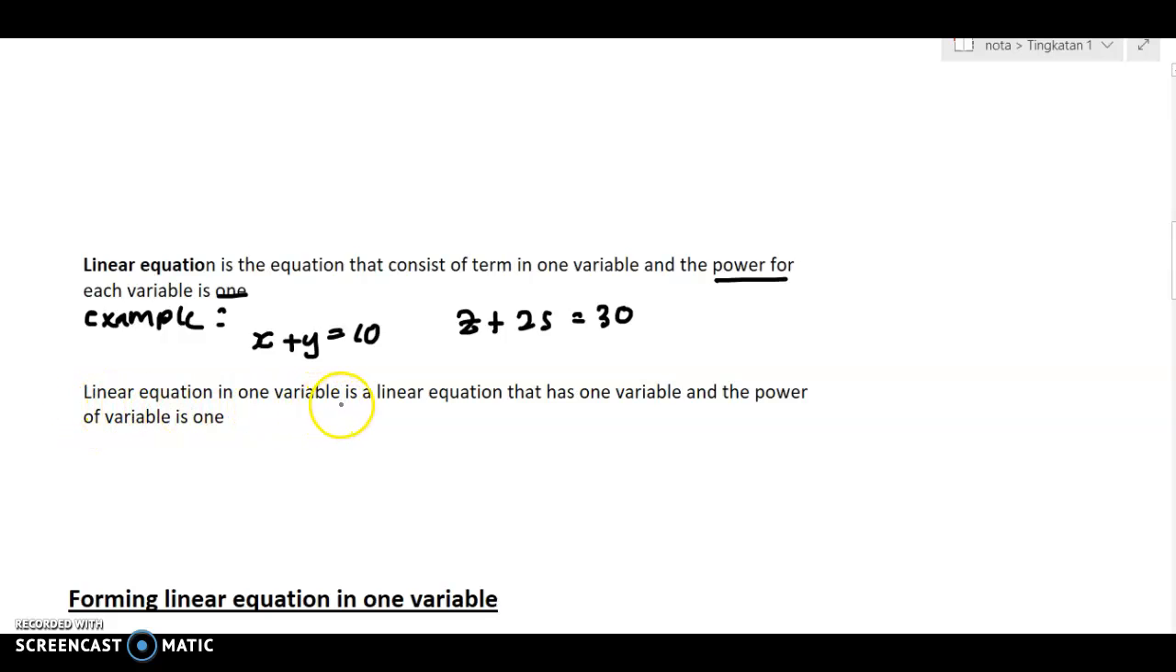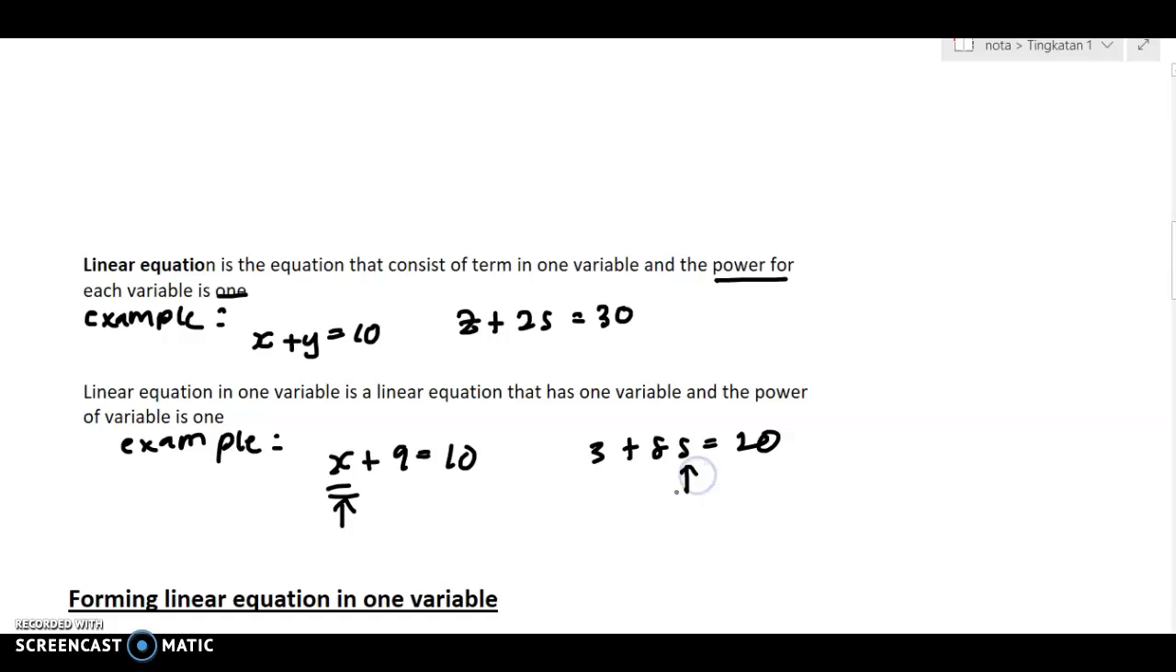A linear equation in one variable is a linear equation that has one variable and the power of the variable is 1. So what does this mean? For example, x plus 9 is equal to 10. We can see that the variable in this equation only has one, the letter x only. Another example, 3 plus 8s equal to 20. The variable for this equation only has one, s, and the power of this variable is equal to 1. So only one variable in the equation, we call this a linear equation in one variable.